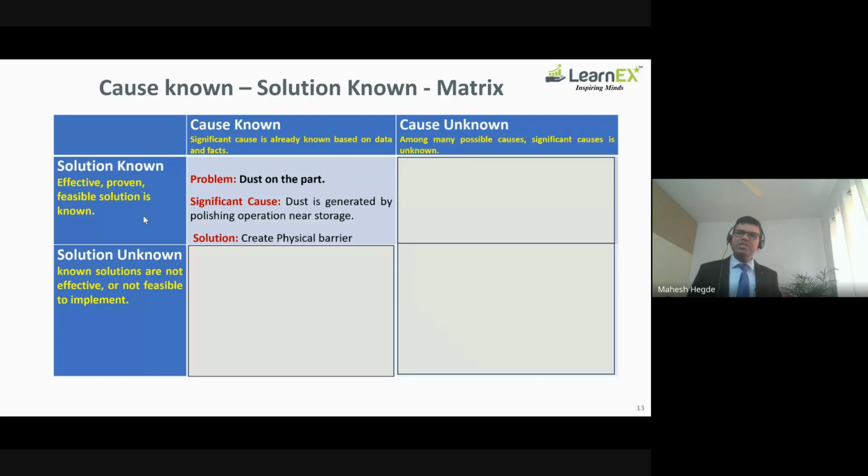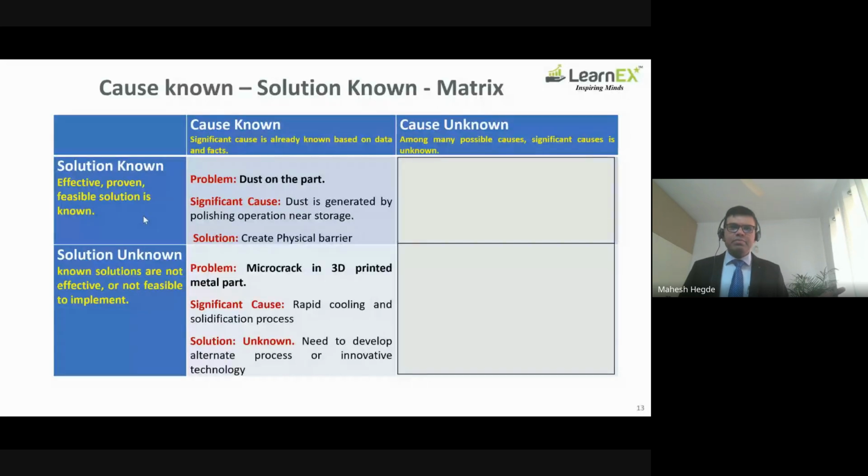Do I need a statistical tool? No, I can see it. Do I need hypothesis testing? No, I can see it. I can correct it. Put a physical barrier, problem is solved. So these types of things, people should know where the cause is exactly known and the solution is known. We just implement it. And cause known, solution unknown, here we need an innovation kind of approach.